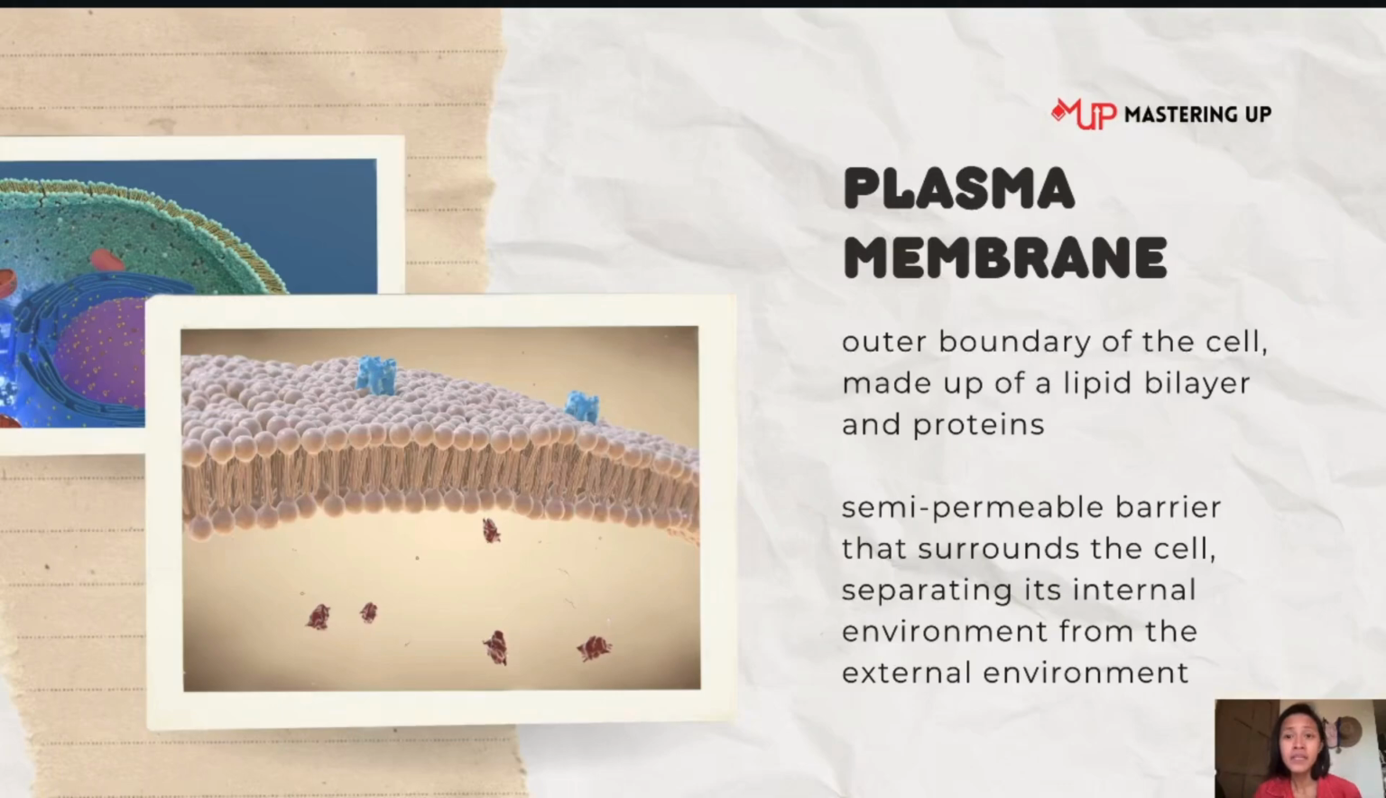In fact, everything the cell needs to survive, nutrients, gases, and waste products, must cross this barrier. Without the plasma membrane, the cell wouldn't be able to take in nutrients or remove waste. It also wouldn't be able to detect changes in its environment and respond to them.